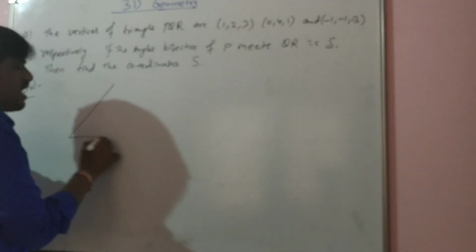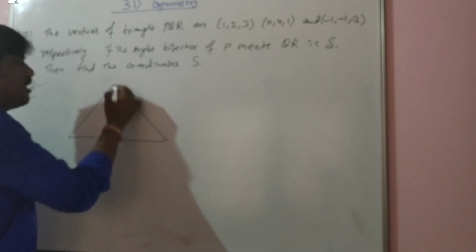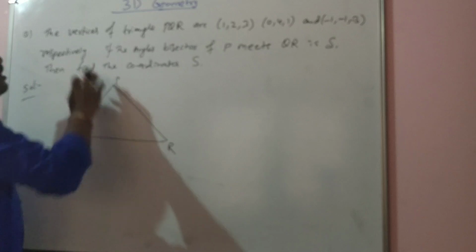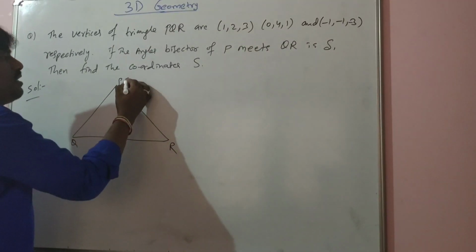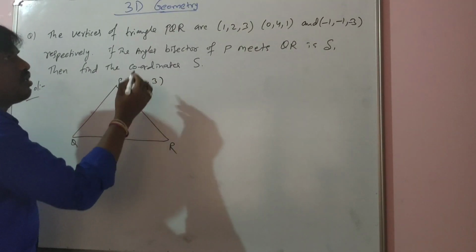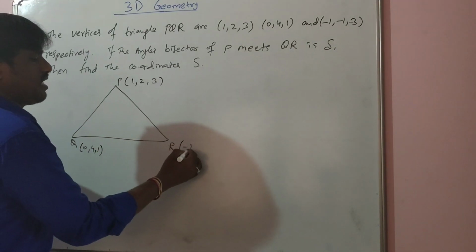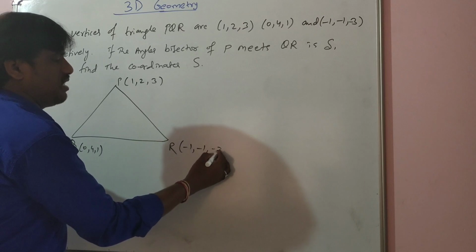Let us take a triangle PQR. He is saying that PQR is a triangle. P has the vertices (1, 2, 3), Q has the vertices (0, 4, 1) and R has the vertices (-1, -1, -3).